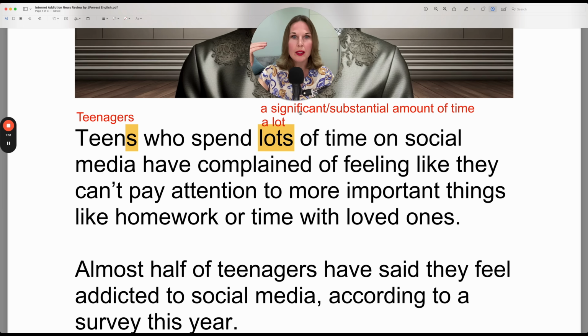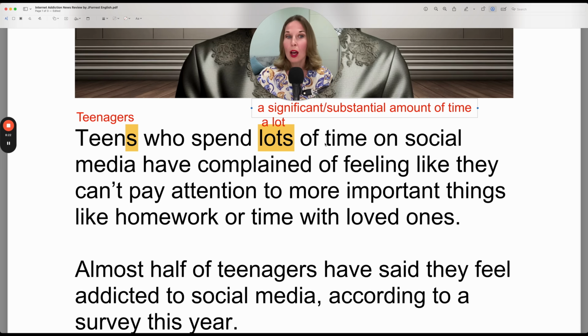If you want to sound more formal, more academic, you could say a significant or a substantial. So significant, substantial means a large amount. But with these two, you have to use the word amount. So here you just say lots of time, a lot of time, but here a significant or a substantial amount of time. And this would sound quite formal, academic.